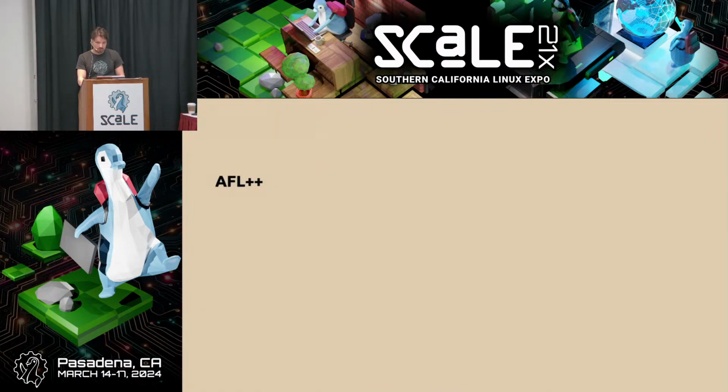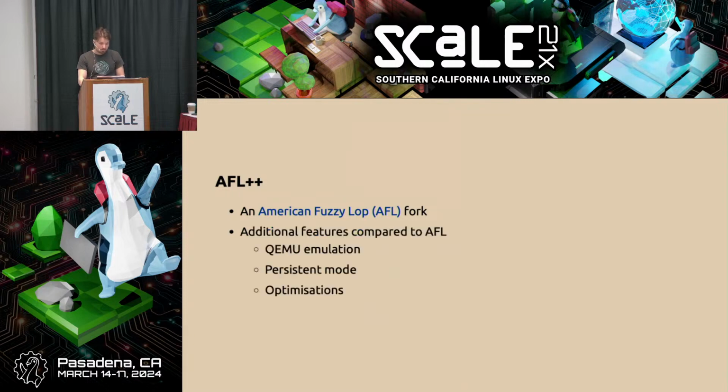So this was a demo for AFL++. It's a fork of American Fuzzy Lop. And it has, besides AFL, some additional features, which are QEMU emulation, persistent mode, which helps us to create snapshots of the process and run the program faster and faster, and other optimizations. And it's nice that Google already embedded this tool into OSS-Fuzz.